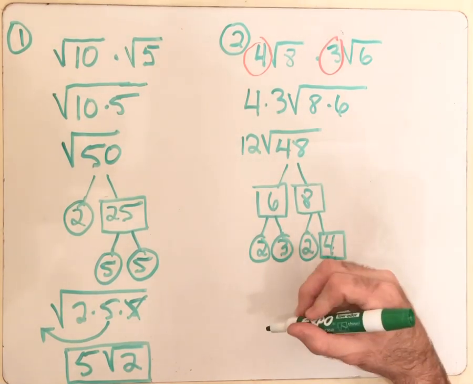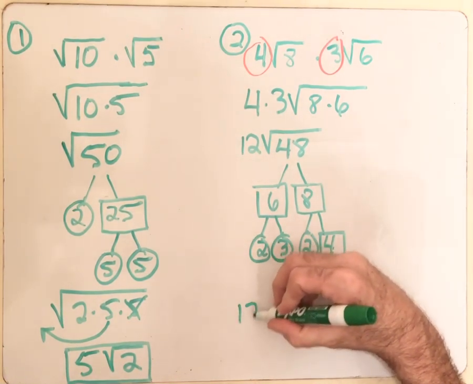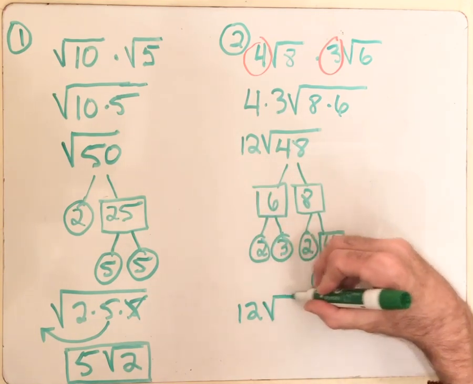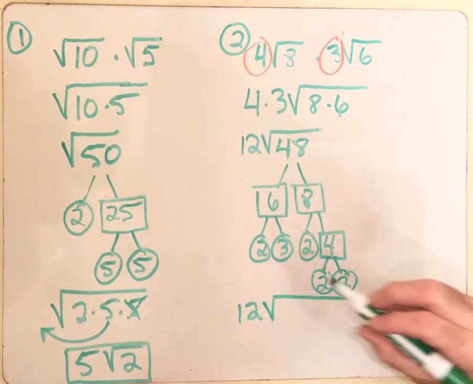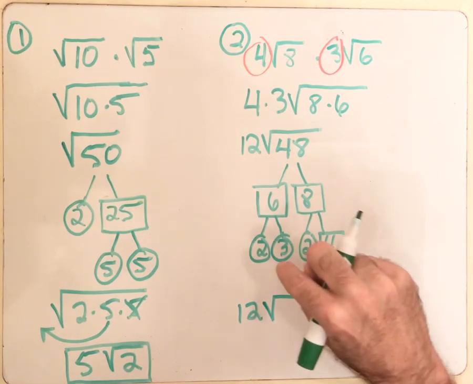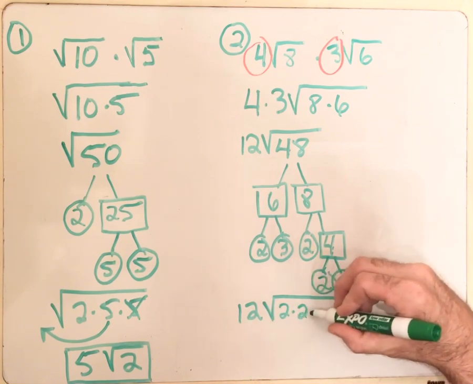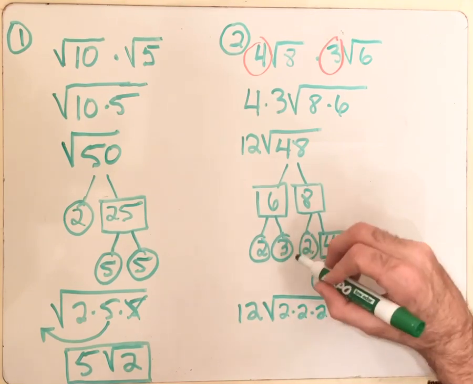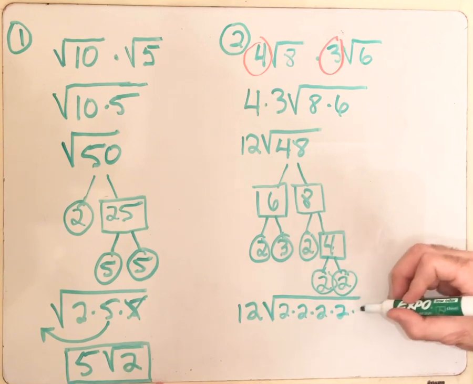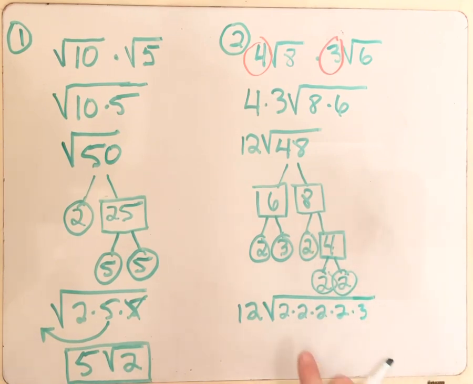So we're just going to go ahead and rewrite this. This 12 is going to stay with us on the outside. We're going to make a big radicand here. We're going to put all the numbers together. We've got 1, 2, 3, 4 2's, so 2 times 2 times 2 times 2, and then a single 3 here. Let's real quickly make sure that we got this right. 2 times 2 is 4. 4 times 2 is 8. 8 times 2 is 16. 16 times 3 is 48. Okay, we're good.